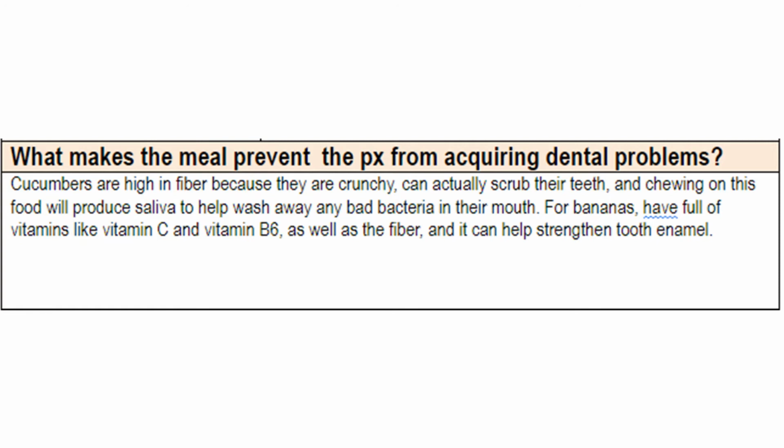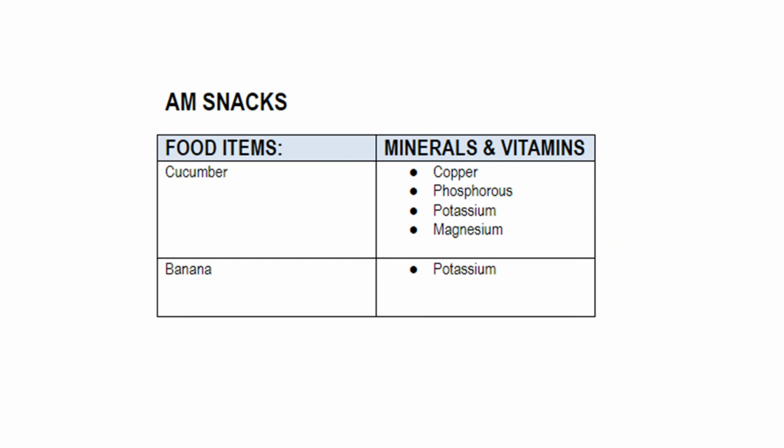Cucumbers are high in fiber, and because they are crunchy, they can actually scrub the teeth, and chewing on this food will produce saliva to help wash away any bad bacteria in the mouth. Bananas are full of vitamins like vitamin C and vitamin B6, as well as fiber, and can help strengthen tooth enamel. Minerals found in the water content of cucumber are potassium, magnesium, and vitamin K. While for banana, the minerals found in the water content of that fruit are potassium, fiber, vitamin B6, and C.